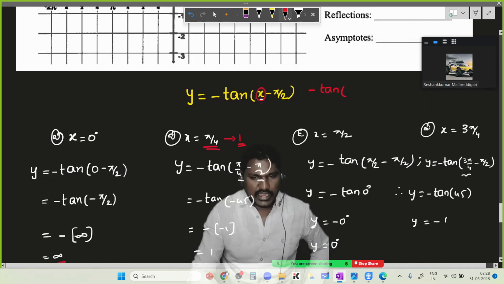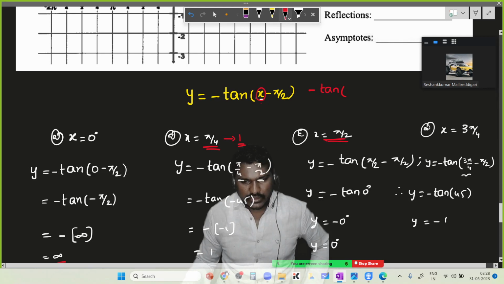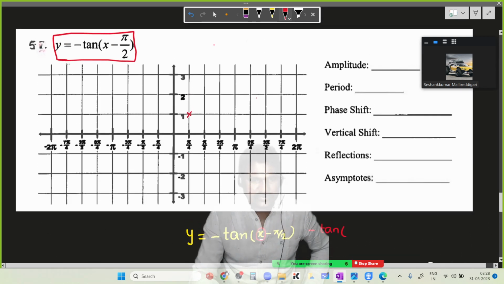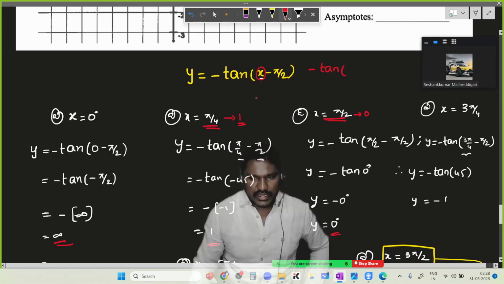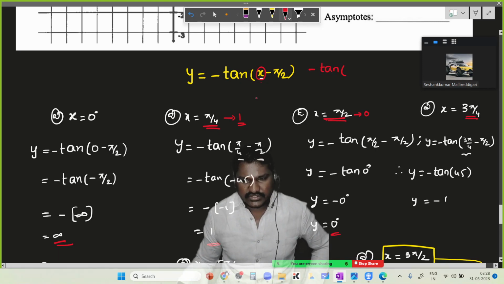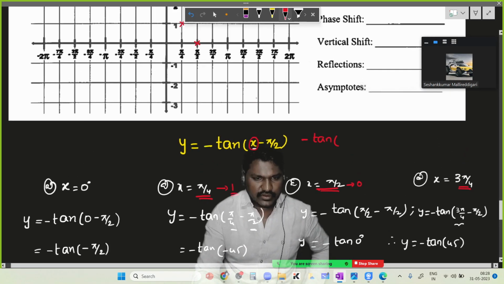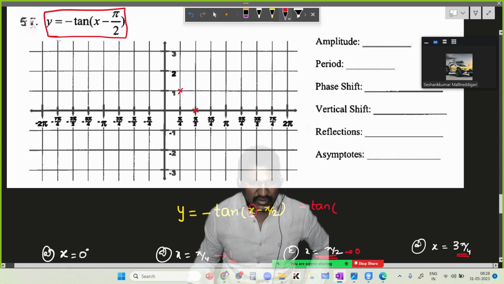Now, at x equals pi by 2, the function value is 0. Now, at x equals 3 pi by 4, the function value is minus 1.